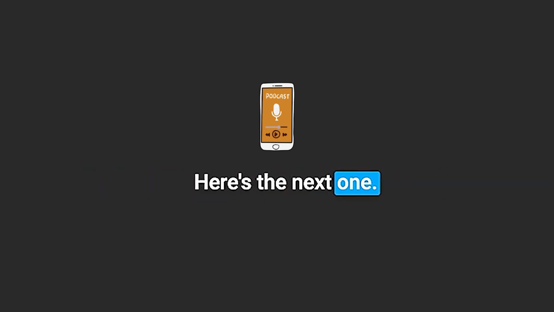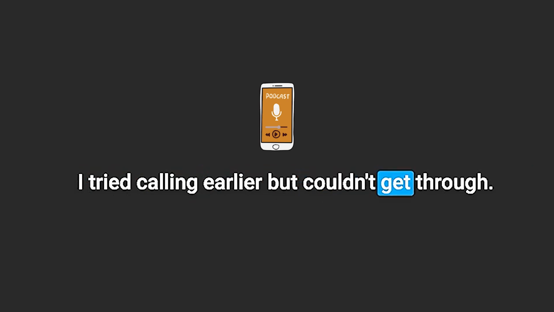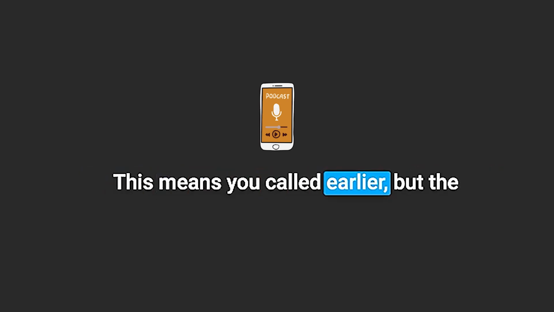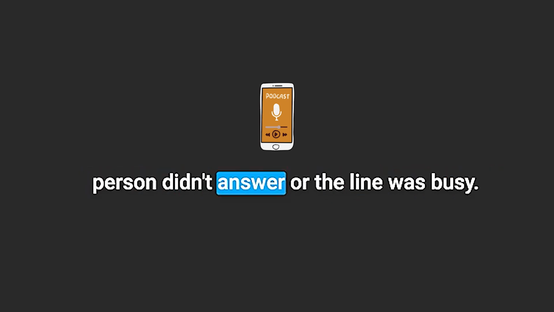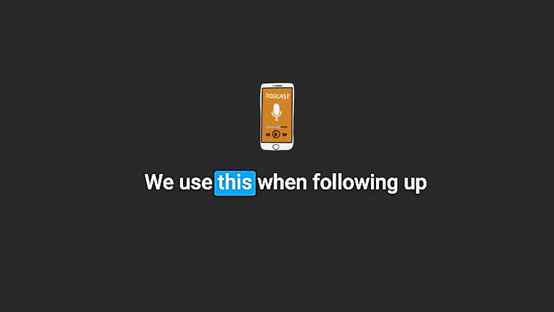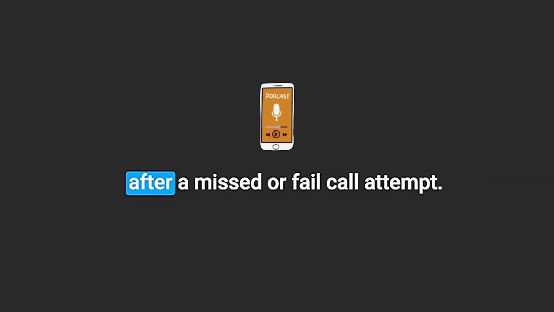Here's the next one. I tried calling earlier but couldn't get through. This means you called earlier, but the person didn't answer, or the line was busy. We use this when following up after a missed or failed call attempt.